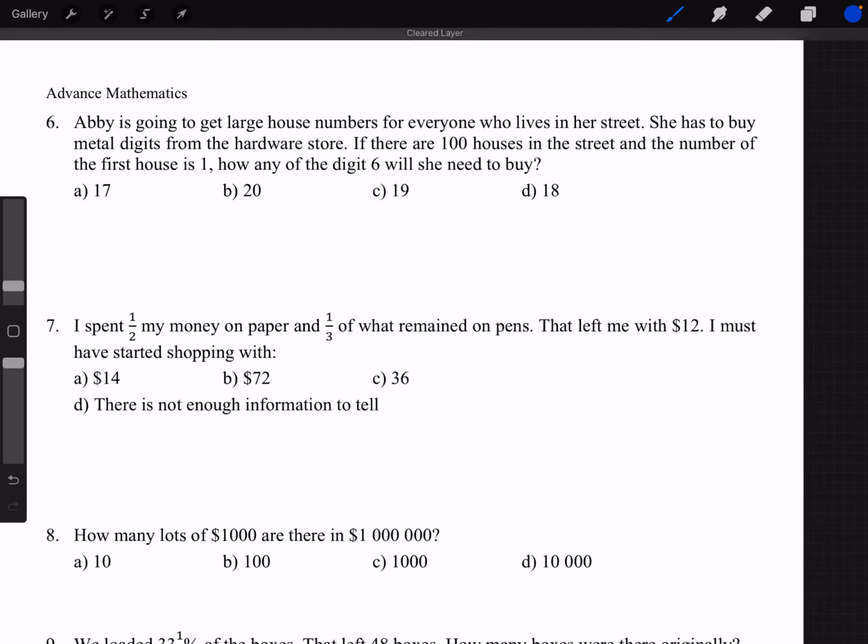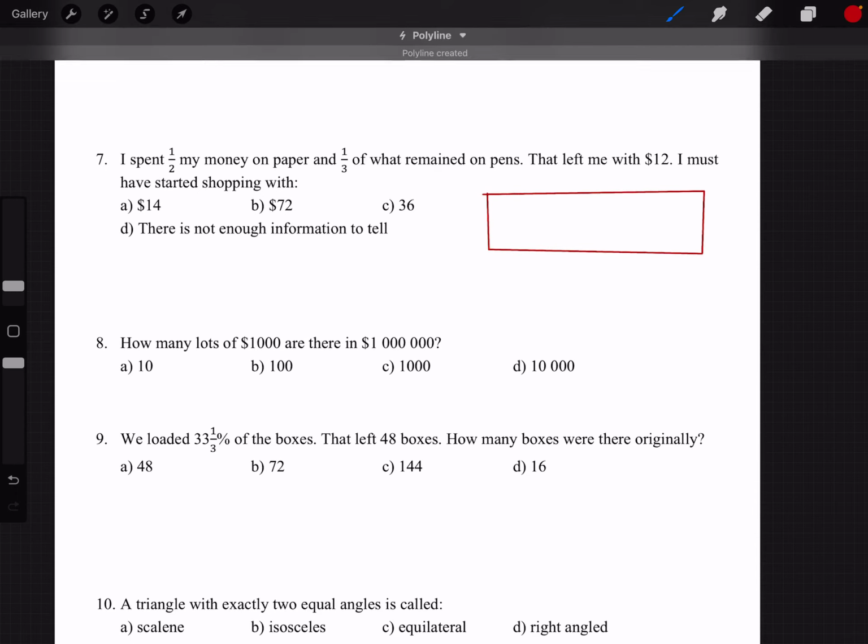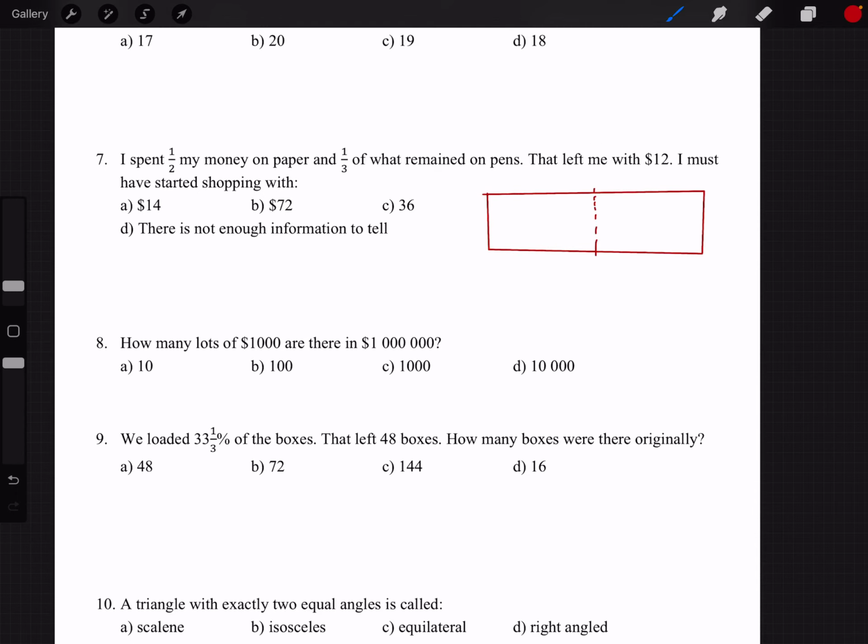All right, next one says, I spent half of my money on paper. So imagine here's all your money. Okay, you spent a half of it. So I'm going to cut it in half. You spent all of that on paper.